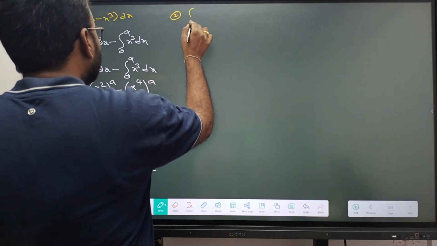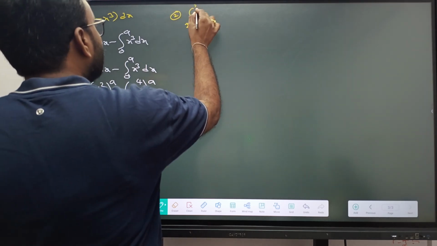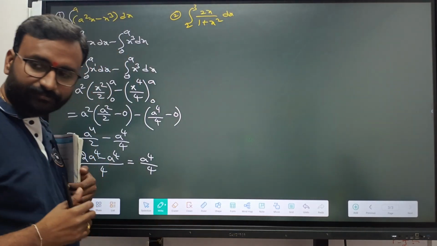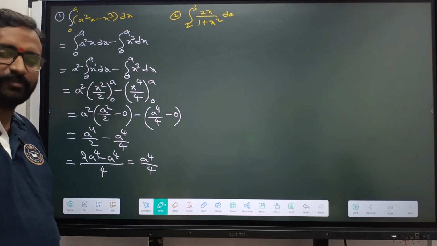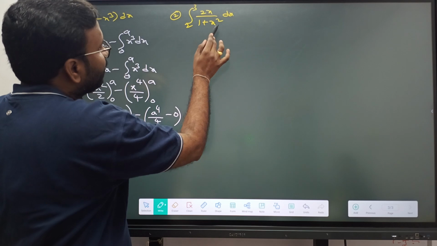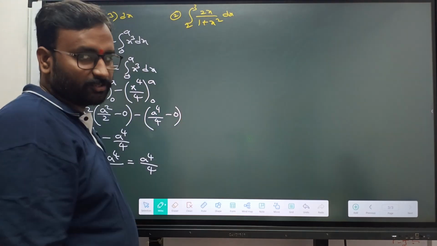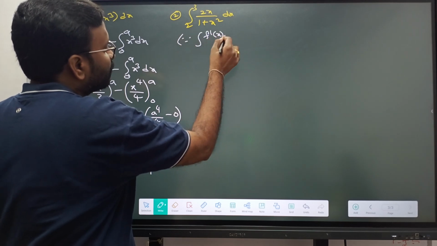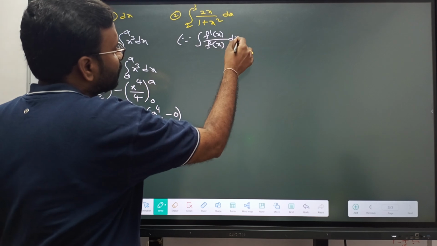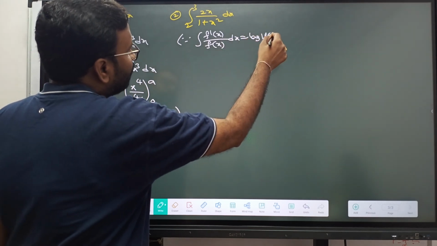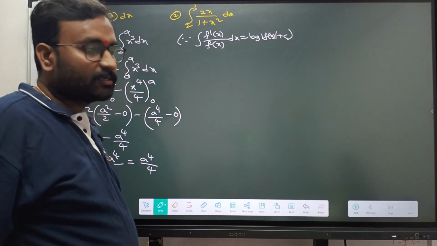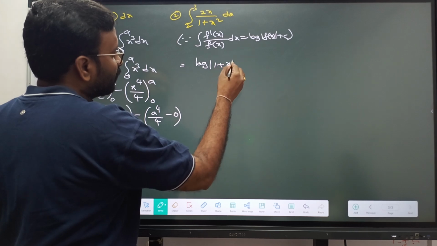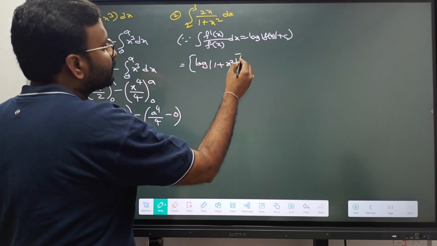And this question, integral 2 to 3, 2x by 1 plus x square dx. So this is directly the substitution method. Denominator derivative only: numerator is the derivative of 1 plus x square, which is 2x. So what formula? Integral f dash of x by f of x dx is equal to log mod f of x plus c. Okay? So what is the answer? Log mod f of x means log mod 1 plus x square, plus c.